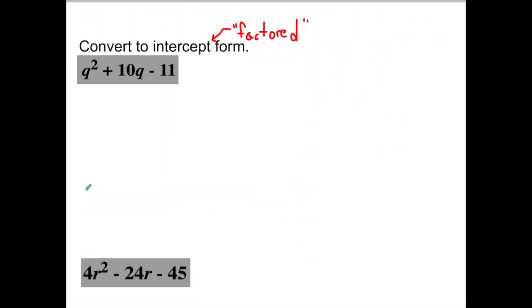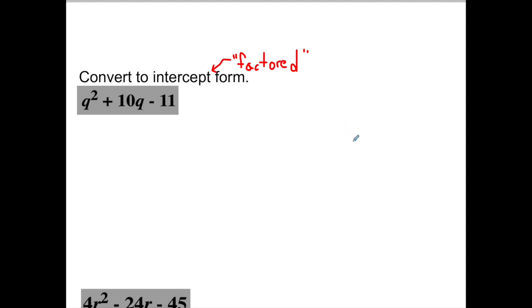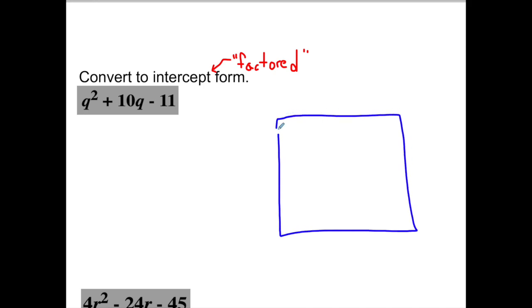All right, moving down to the next one, we're converting to intercept or factored form. So I'm going to start here by drawing my box, and I'm going to work backwards. So this is where the Miss Connity different strategy could come in. So I'm going to put q squared here and minus 11 here. And remember, my goal is I need these two things to multiply and give me q squared, and these two things to multiply and give me negative 11.